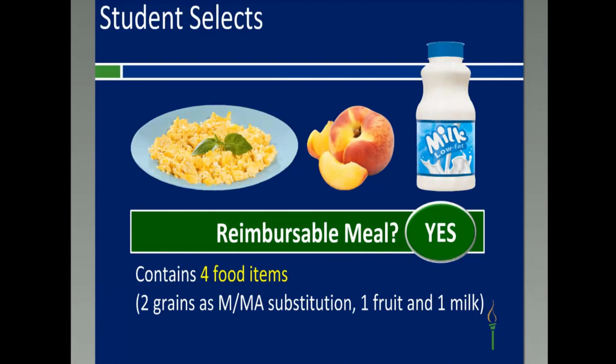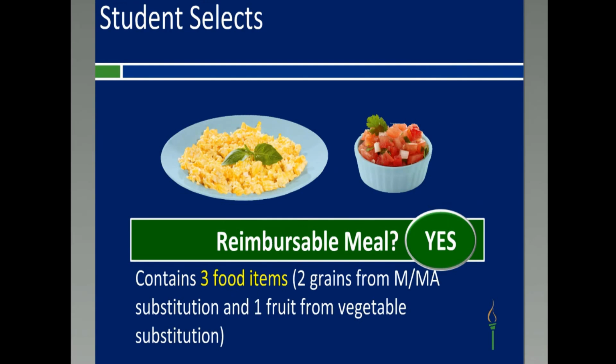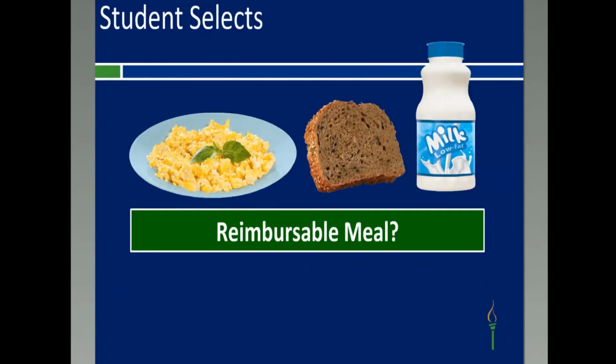Here we have a reimbursable meal including 4 food items with the 1 fruit, 1 milk, and 2 grains as our meat alternate substitution. Notice they did not actually take a physical grain, but it was offered at breakfast. Here we can count this since they're taking the vegetable salsa. That counts as the 1 fruit component, that half cup serving.